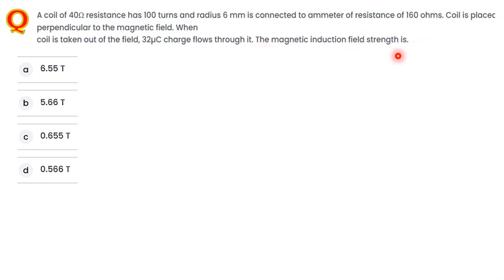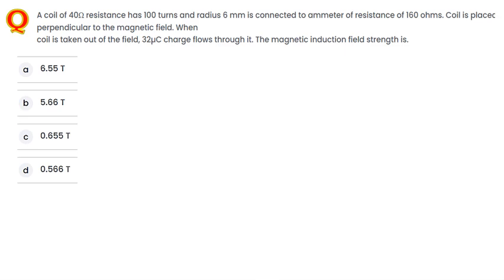So the magnetic induction field strength is what they are asking here. So the B value they are asking. Once you remove the coil out from the field, there will be a flow of charge. 32 microcoulomb has flowed into the coil.